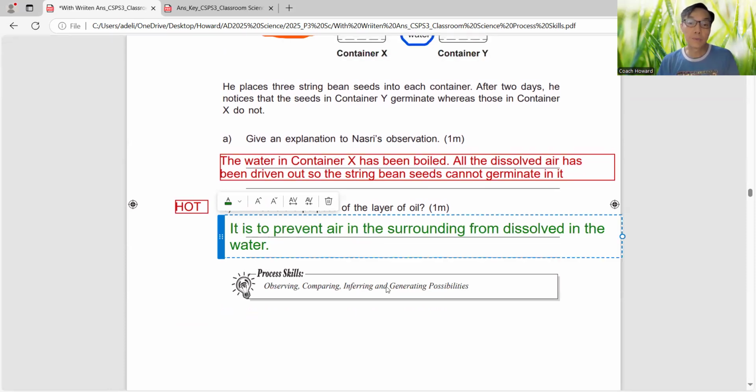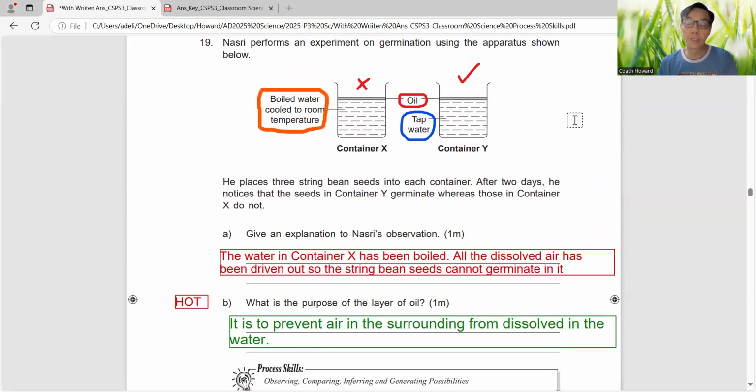the layer of oil is to prevent air in the surrounding from being dissolved in the water. Because if without the layer of oil, eventually the air from the surrounding will be able to dissolve in container X. Because initially the water in container X does not contain any air. That's why the seed cannot germinate, because without oxygen, it cannot germinate. So that's the purpose for the layer of oil, is to prevent air in the surrounding from being dissolved in the water.